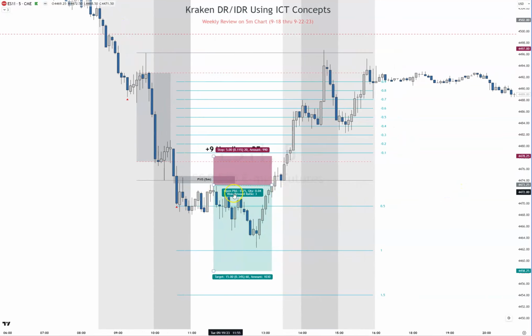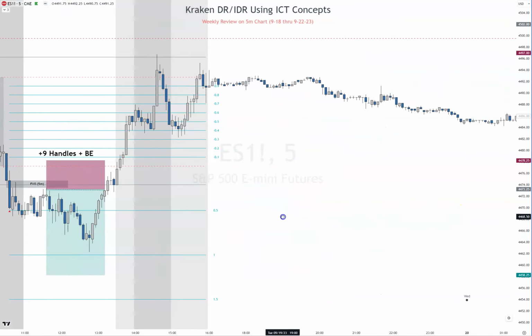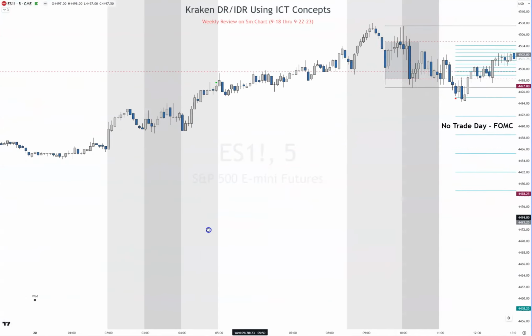See, this is why I like taking partials and moving my stop to break even, because you have a lot of this. Even though it didn't close out here, it's not a false day, but you did have this big run up, right? So take it while you can, and then if it takes you out, you still took some off the market. So that was Tuesday.